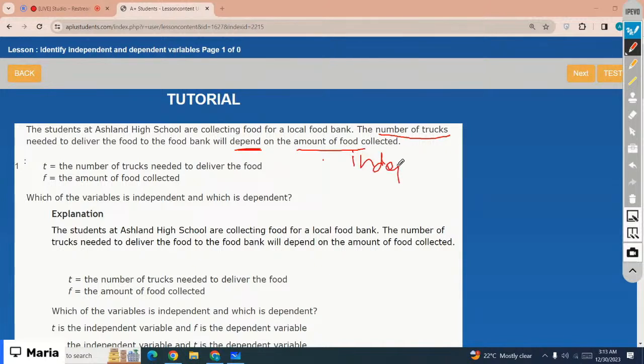This is the independent variable and this is the dependent, right? Got it? You have two variables, t, that is the number of trucks needed to deliver the food, and f, the amount of food collected. So obviously f is independent, the amount of food is independent, and t is dependent on the f, right? Let's just start with the test questions.